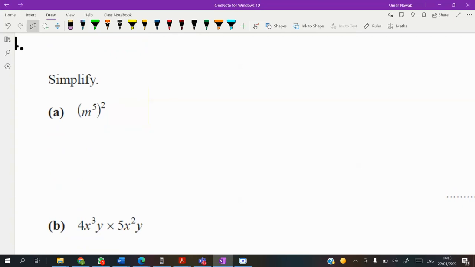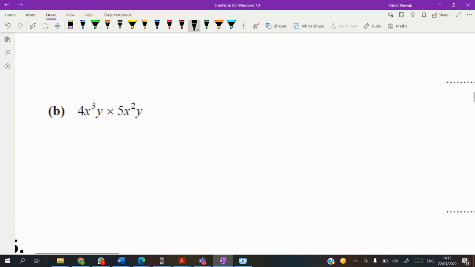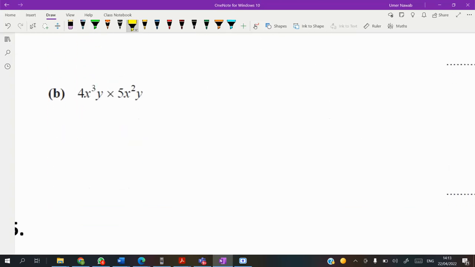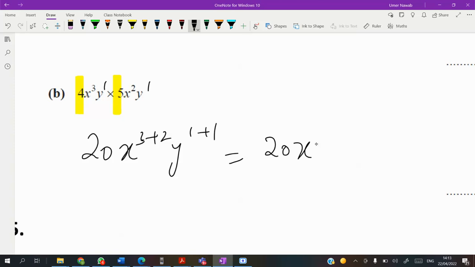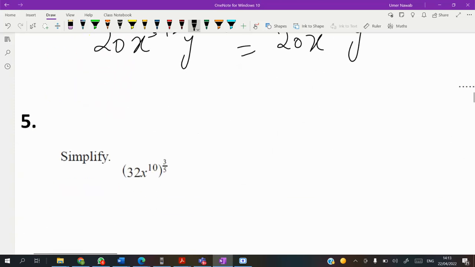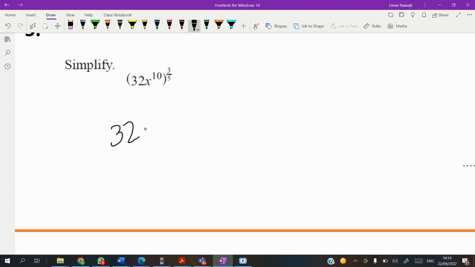Next, power upon power, the rule is you don't add them, you multiply them. So m times 2, it is 10. 4 times 5 will give you 20. X power 3 times x squared, so 3 plus 2, you add the powers. We have y power 1, y power 1, yani 1 plus 1, so it is equals to 20 x5 y power 2.